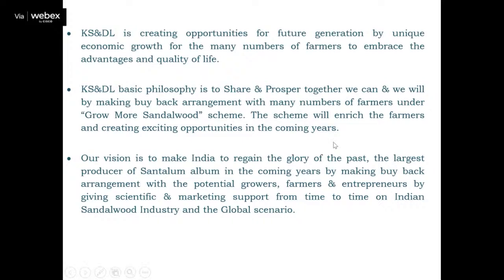KSDL is creating opportunities for future generations through unique economic growth for many farmers to embrace the advantages and quality of life. KSDL's basic philosophy is to share and prosper together; we can and we will, by making buyback arrangements with many farmers under the Grow More Sandalwood scheme. The scheme will enrich the farmers and create exciting opportunities in the coming years. Our vision is to make India regain the glory of the past, as the largest producer of Santalum album in the coming years, by making buyback arrangements with potential growers, farmers, and entrepreneurs, giving scientific and marketing support from time to time on the Indian sandalwood industry and the global scenario.